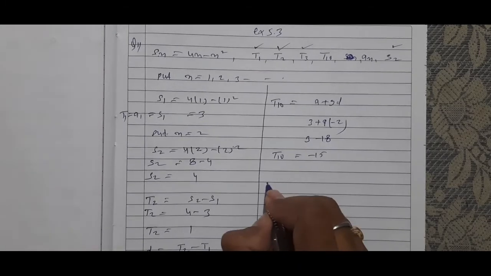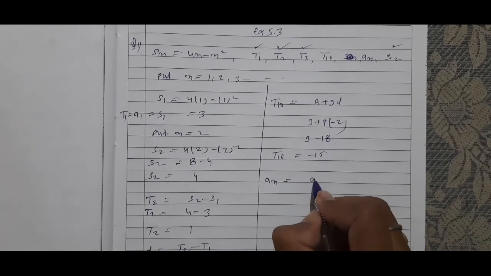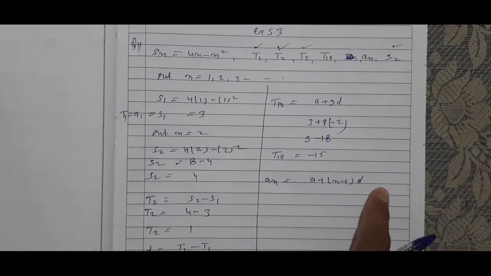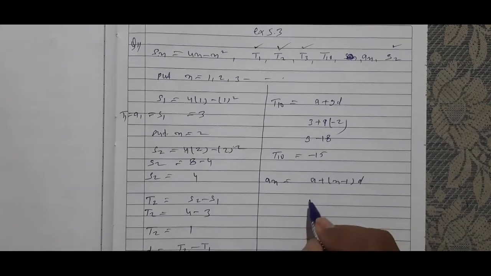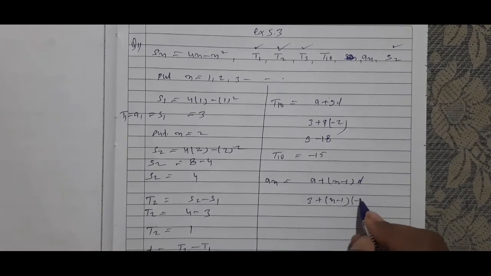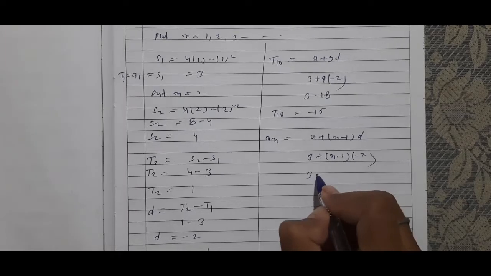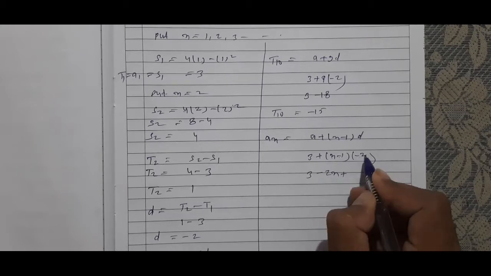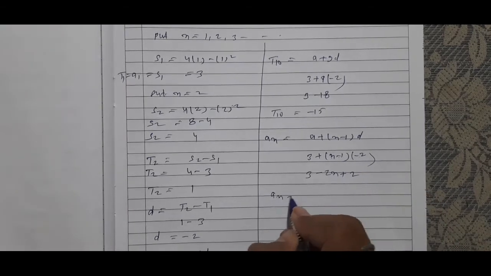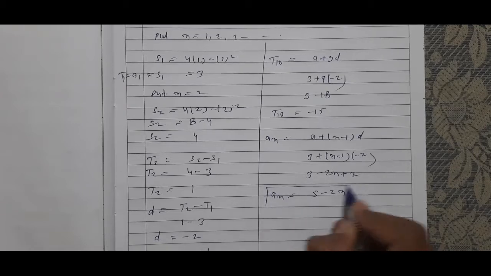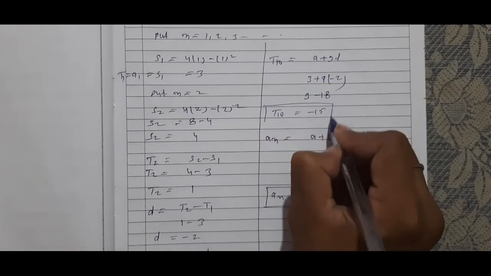Now we find An. An is equal to A plus n minus 1 into D. This is the formula of An. A value is 3 plus n minus 1, because we don't know the value of n, into D, which is minus 2. So 3 minus 2 into n minus 1 gives 2n with minus minus becoming plus 2. So An equals 3 plus 2, which is 5, minus 2n. This is the value of An.